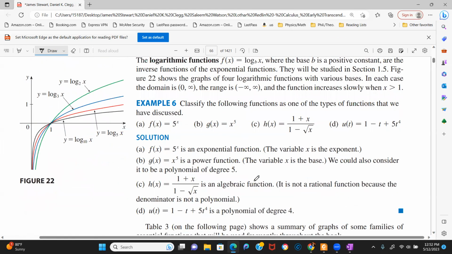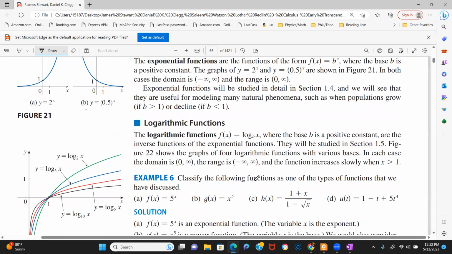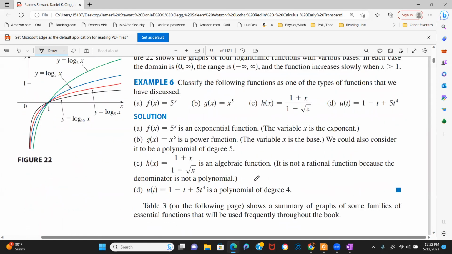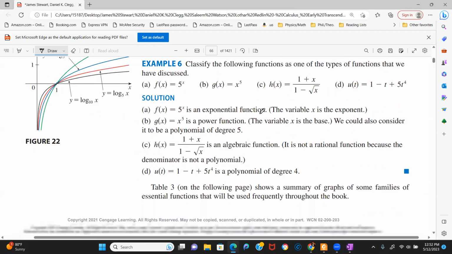There's no point in going over them because the book is not even properly introducing them here. So just ignore those for now. So we have an example six. This is kind of dumb. Skip that.